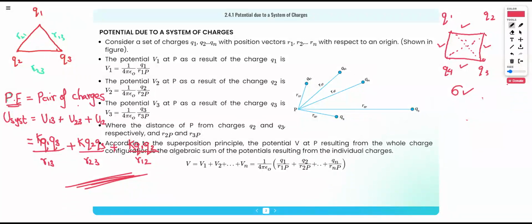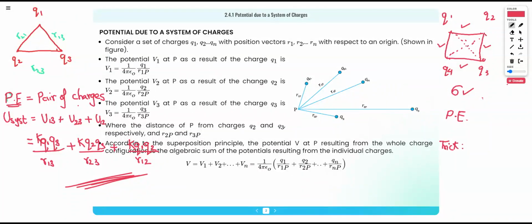That's why I gave this naming. You can write this as R12, R23, R34, R14, R13, and R24. With the help of these you can easily find your potential energy. How many pairs are there? 6 pairs.